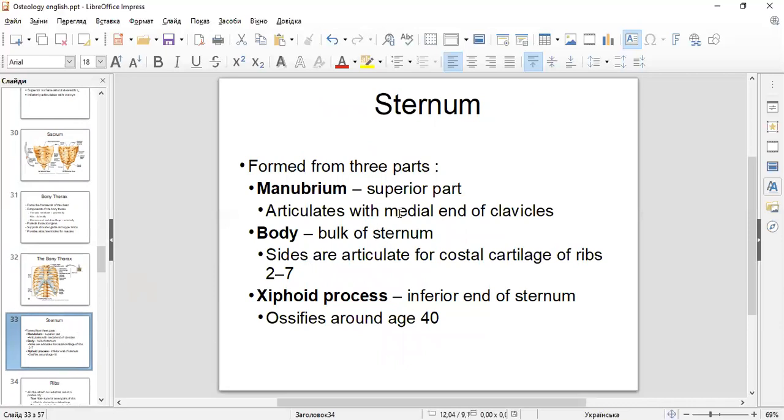Manubrium, superior part, articulates with the medial end of the clavicle. Body, bulk of the sternum, sides articulate with costal cartilages of ribs 2 to 7. Xiphoid process, inferior end of sternum, ossifies around age 40.